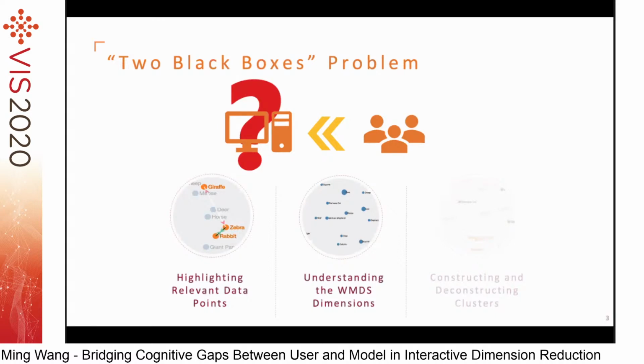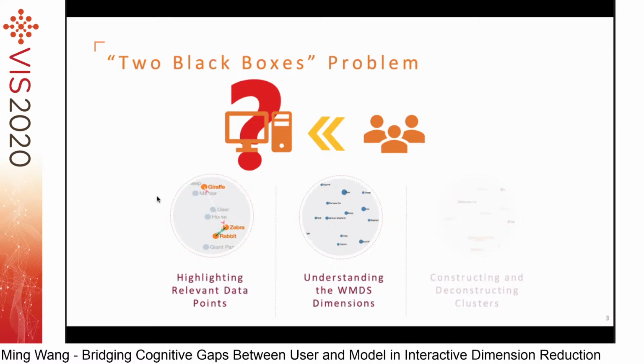So the cognitive gaps are caused by two black boxes problem. The first black box is the underlying algorithm of the machine learning-based interactive visual analytic system. Although the underlying algorithm can process the data and provide a useful result, it does not provide any justification or rationale for its output. This makes it difficult for users to decide whether they should accept the result or not.